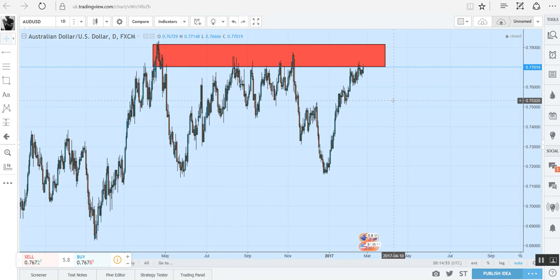I mean, most of the time it does that because the market tends to respect structure on the chart. So like I said, it is a situation where you might have to just wait and see if the market can give you some signal.